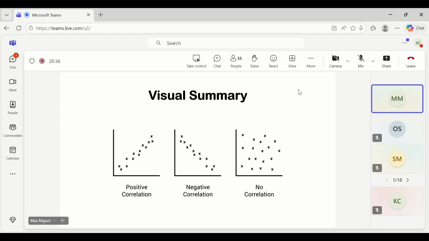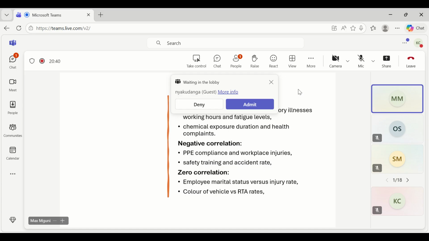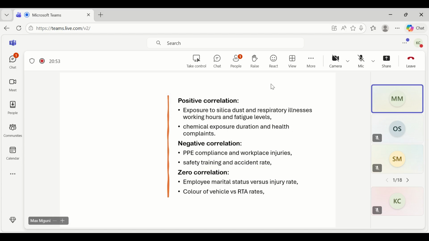Okay. Just more on positive correlation. For example, exposure to silica dust and respiratory illnesses, working hours and fatigue levels, chemical exposure duration and health complaints. So here what we are just trying to do is give further examples of positive correlations. So exposure to silica and respiratory illness being the two variables, and chemical exposure and health complaints.